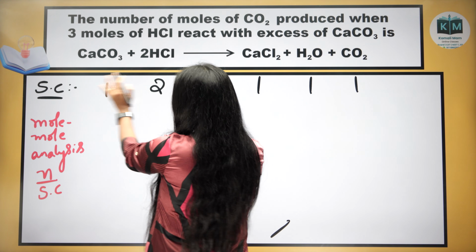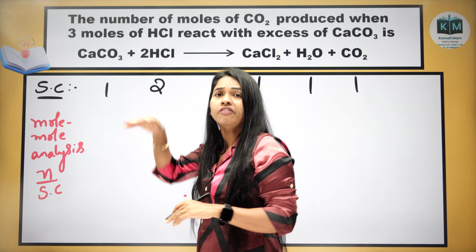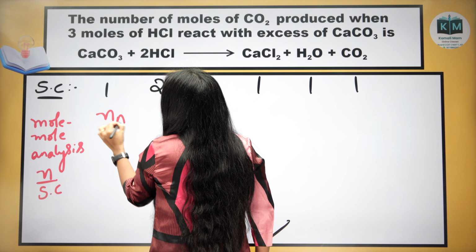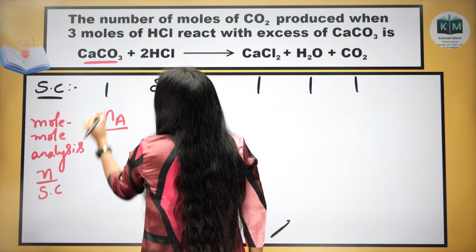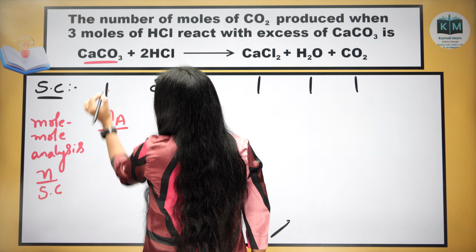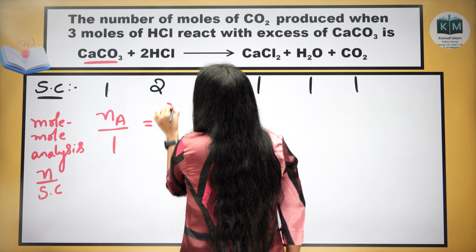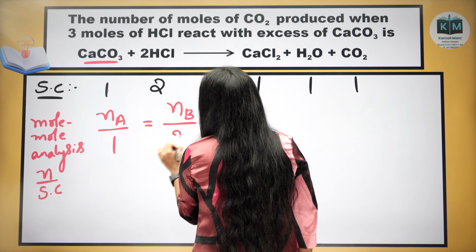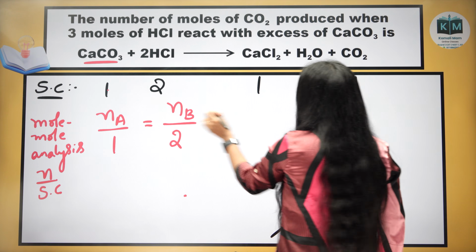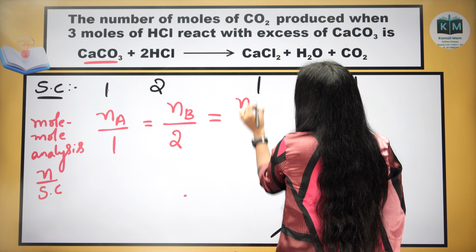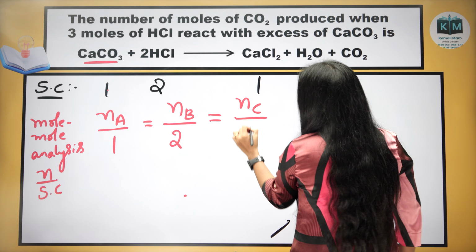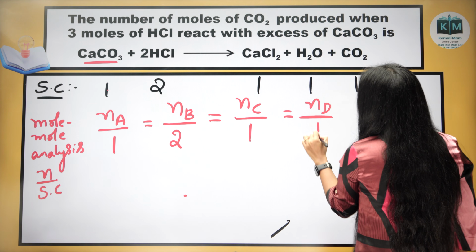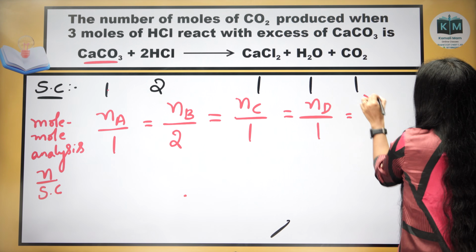Let us see, in the first question I am writing the mole analysis formula. From the next question you don't need to write it. Number of moles of CaCO3, let us consider this as A, divided by stoichiometric coefficient, which is 1. Number of moles of the next compound, let me take it as B, divided by stoichiometric coefficient 2. Equate it. All this is called the mole-mole analysis formula. This one, considered as C, divided by stoichiometric coefficient 1. This is number of moles of D, stoichiometric coefficient 1. This is number of moles of E, stoichiometric coefficient 1.